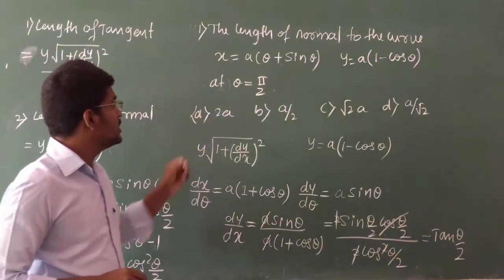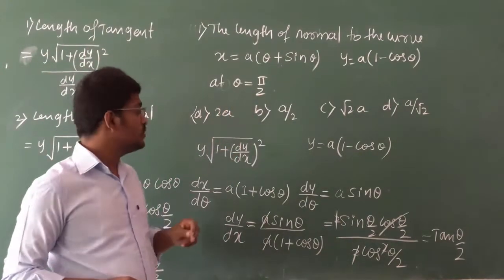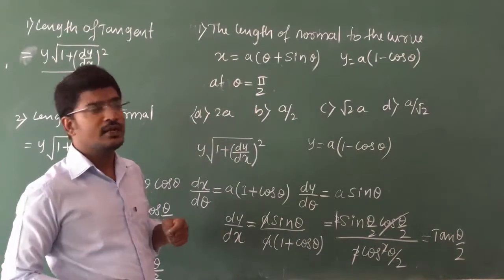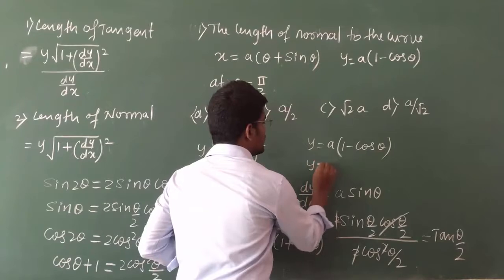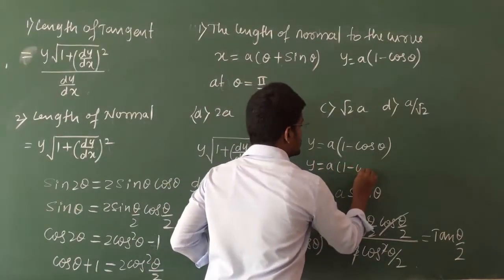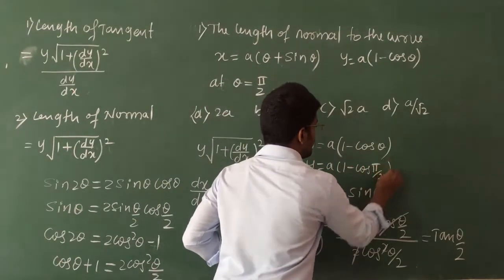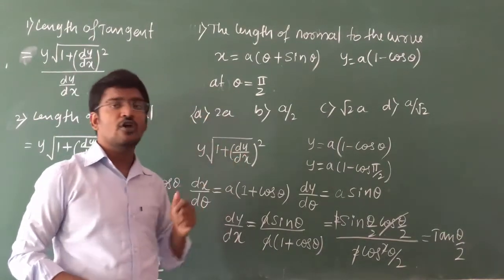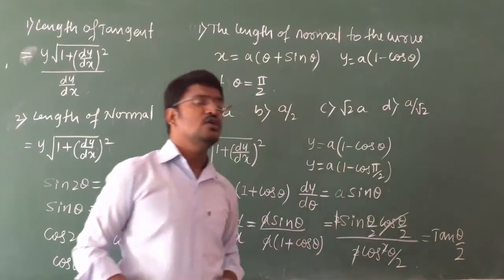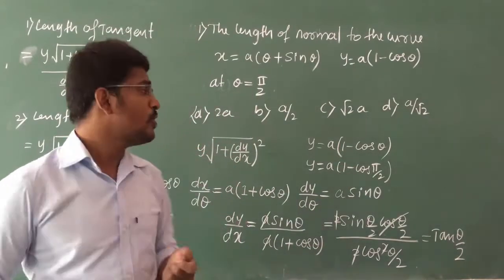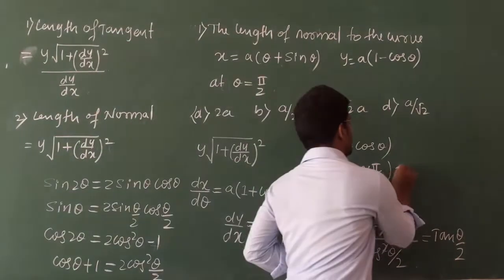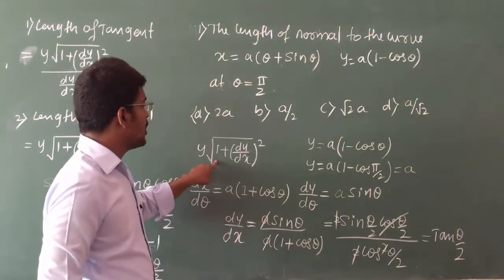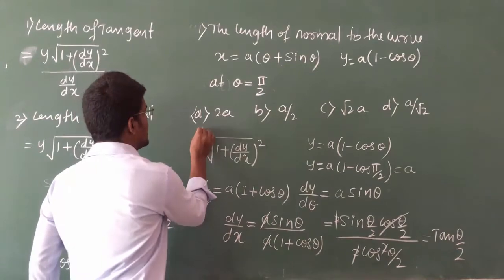So for that reason at theta equal to pi by 2 you have to calculate what? Length of normal. Clear? So you calculate y, a 1 minus cos pi by 2. Why? At pi by 2 you need length of normal. So I will put theta equal to pi by 2. Cos pi by 2 is 0. No problem. So a into 1 will be equal to a. Clear? So in this formula y is now a.